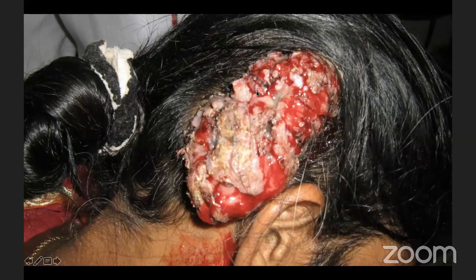And can you see that it is bleeding on touch? Just the dressing has been removed. Why is it bleeding on touch? I just taught you, because there is a huge amount of neoangiogenesis. These capillaries are too fragile to be able to withstand any trauma.